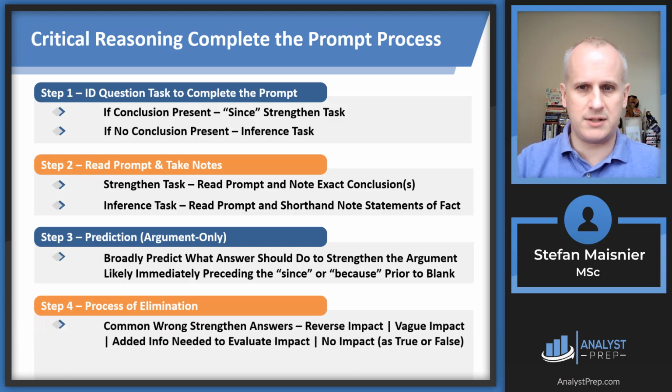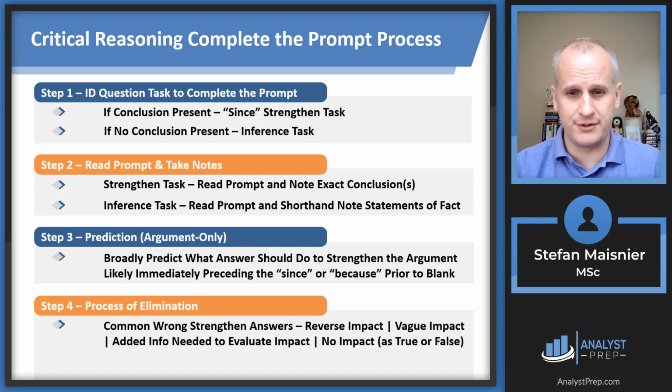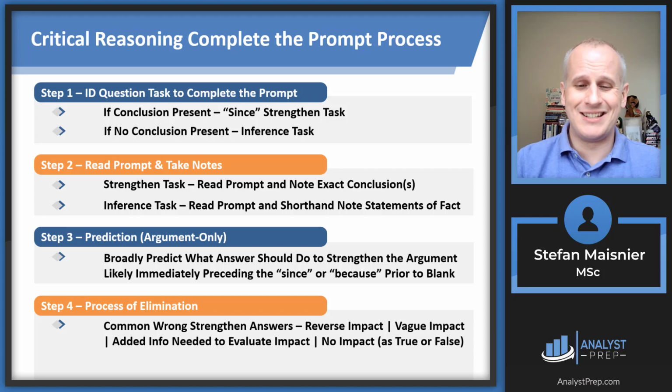For an argument, a strengthen complete the prompt, your common wrong strengthen answers will be in play. Things that are reversals, so things that would weaken the conclusion. Things that are vague, where you cannot determine the clear impact on whether it strengthens or weakens the conclusion. Things where additional information is needed to evaluate the impact. These are basically new variables that aren't definitively articulated in the prompt. And no impact means that whether the information is true or false, it truly has no impact on the conclusion.